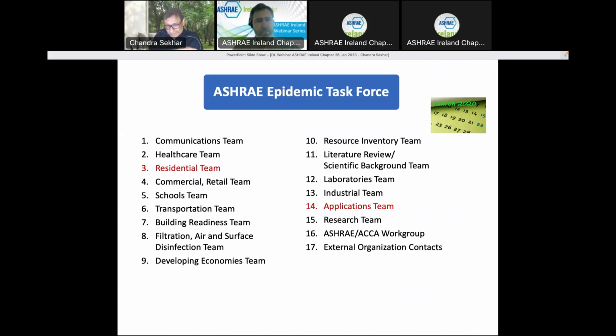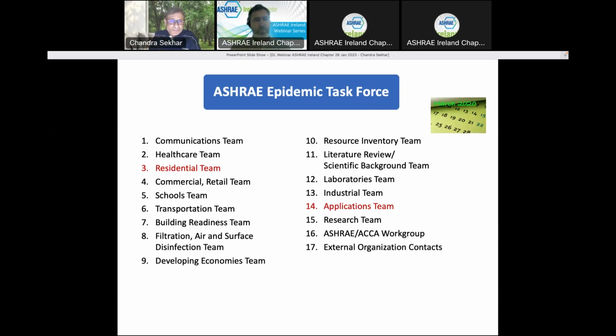After that rough chronological movement from January 2020 to about the middle of 2021, about that same period, I did mention that ASHRAE came up with quite a bit of recommendations and advisories. The primary vehicle through which all this was happening was the ASHRAE Epidemic Task Force. I'm sure some of you may be aware of it. You probably were involved in some way or the other.